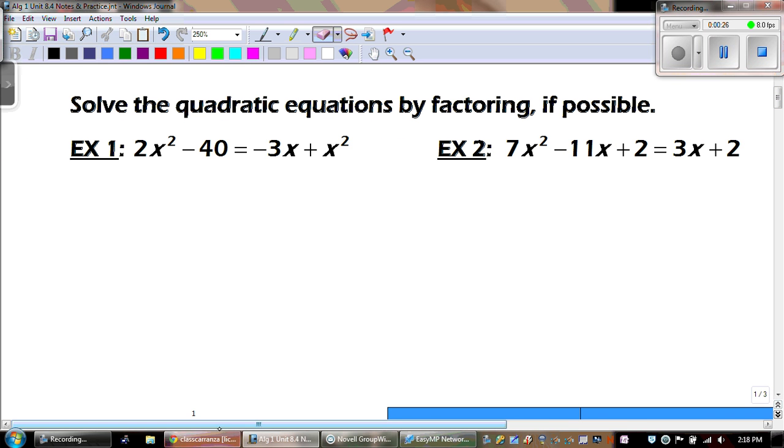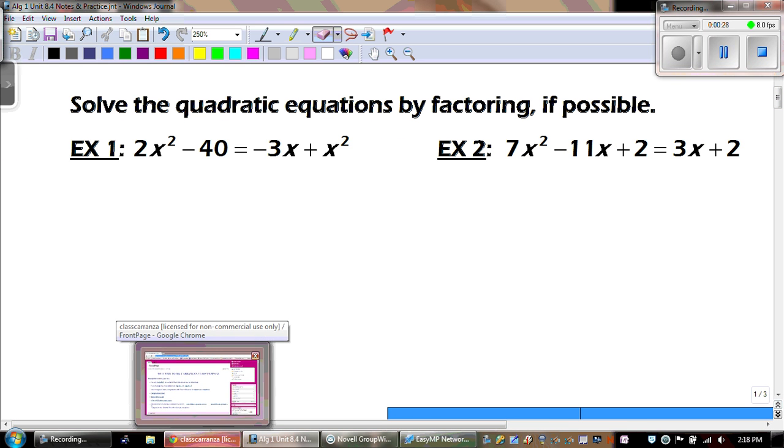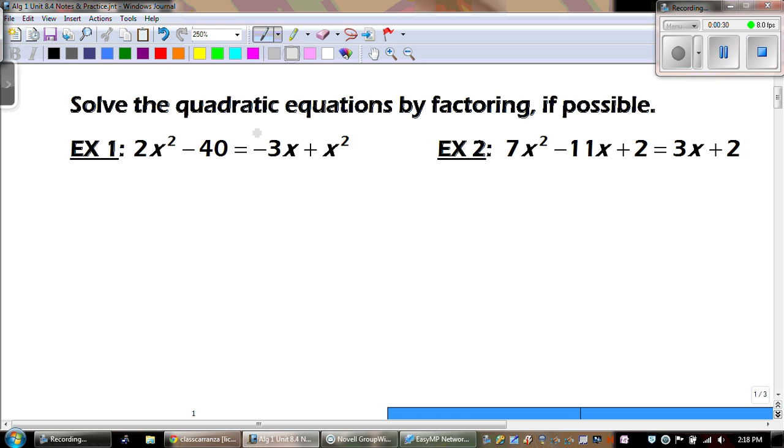It says to solve the quadratic equation by factoring if possible. So I need to look at my quadratic term, and I want it to be positive. We want everything to one side. So if I want my quadratic term to stay positive, I need to move the smaller one, which means I'm going to move the x squared to the opposite side. And so everything's going to the left. If I'm moving the x squared, I need to move the 3x as well.